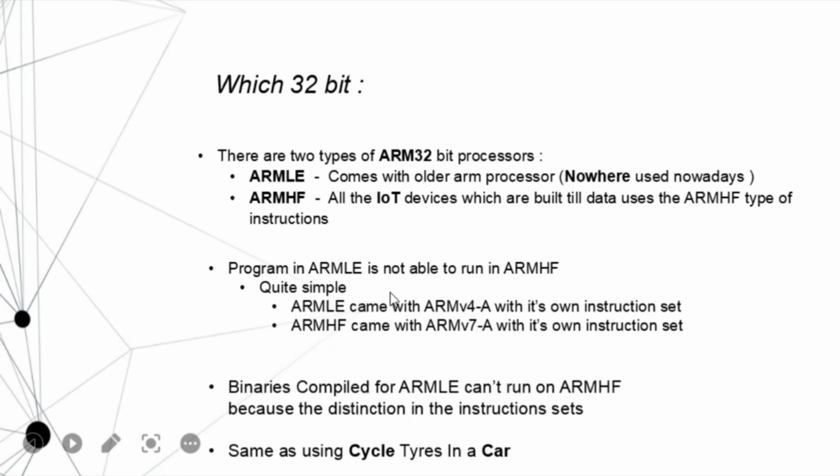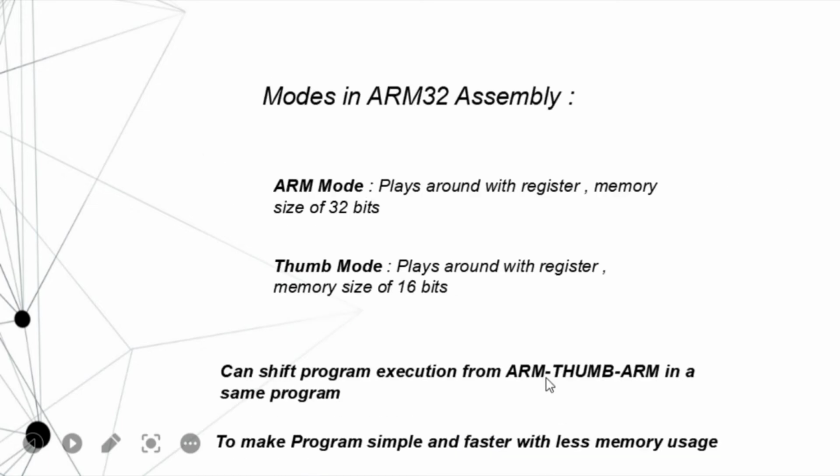You can understand the concept behind it like using a cycle tire in a car. You can't use instructions of ARM version 4 or a prior version of the processor in an ARM version 7 processor. It is the same concept as using a cycle tire in a car.